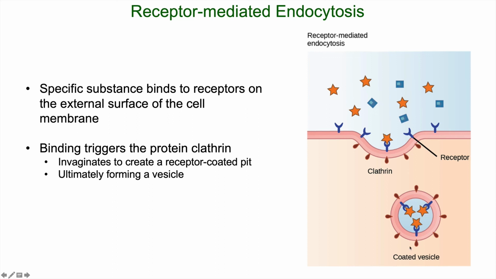And then once it's in the cell, we can fuse this to a lysosome, and we can digest it however, or do whatever we want to do. Okay? So this is a little different than typical pinocytosis in that we have to have receptors binding to the ligand to initiate this invagination.